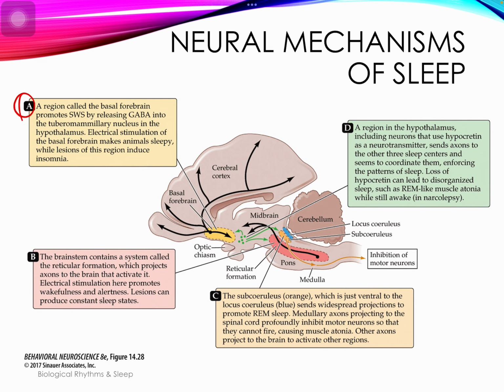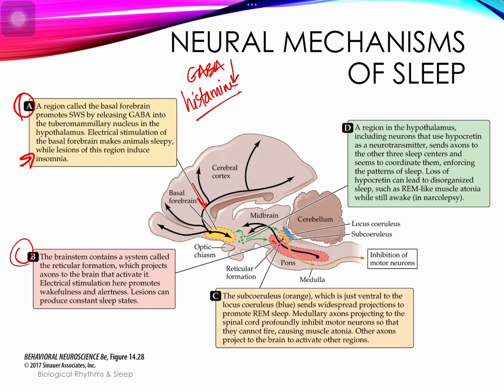And so here are some of the major systems. This system right here is the basal forebrain. It helps to promote that slow wave deep sleep. And it does that by releasing GABA into the tuberomammillary nucleus. Now, remember, that's important for histamine, and histamine keeps us awake. And so if we have GABA inhibiting the histamine center, then it's going to make us feel sleepy. So when you stimulate the basal forebrain, it's going to make animals sleepy. And if you have a lesion here, it's going to induce insomnia, keeping the person awake, because it's supposed to inhibit this tuberomammillary area with GABA.